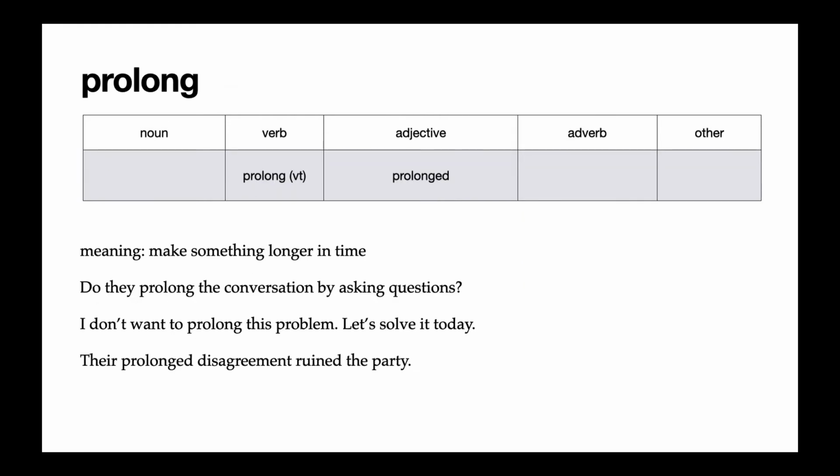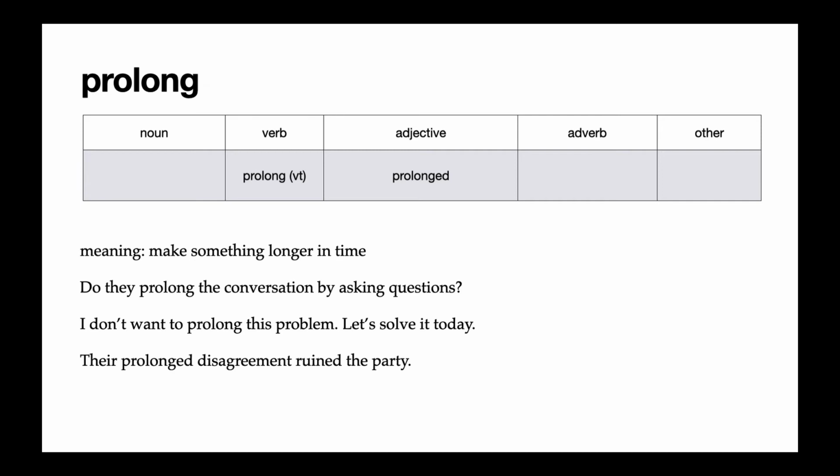Prolong is a transitive verb that means to make something longer in time. Right? So this is important because if you make something longer physically, it's not prolong. For example, in the reading, do they prolong the conversation by asking questions? So conversation is something that lasts a certain amount of time. If you prolong it, that means you make it last longer.